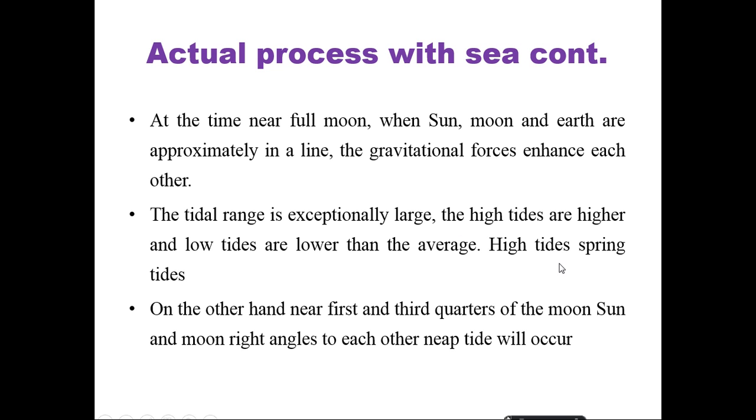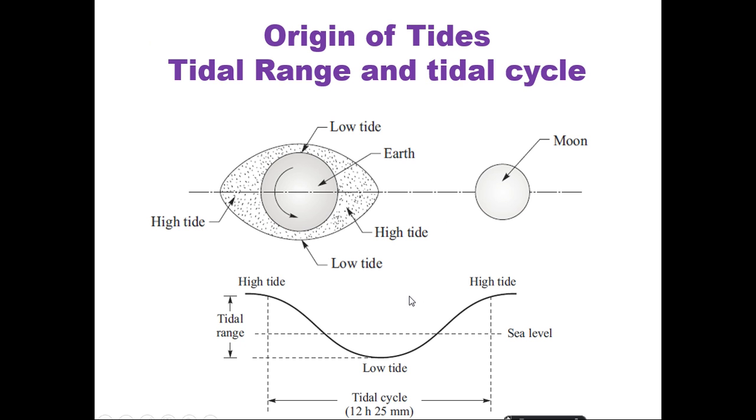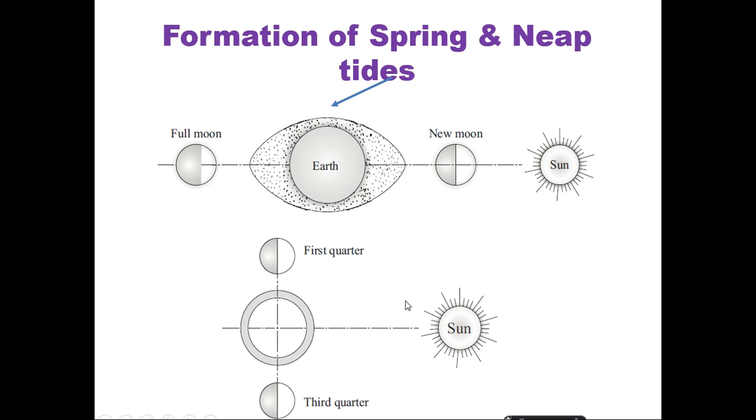than the average. Such tides are also known as spring tides. On the other hand, near the first and third quarter of the moon, the sun and moon are at right angles to each other, and there could be a neap tide. So that is the concept as compared to the position of the moon from new moon to full moon. There could be a first quarter and a third quarter, or an intermediate point, and according to the position, the spring and neap tides occur.